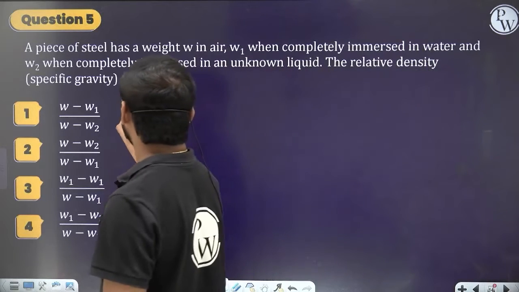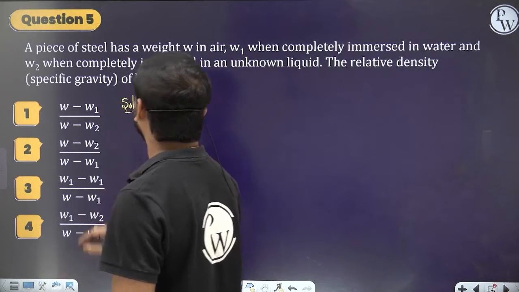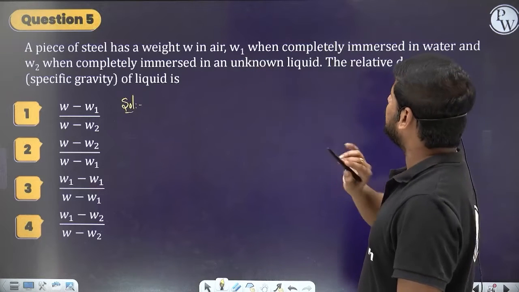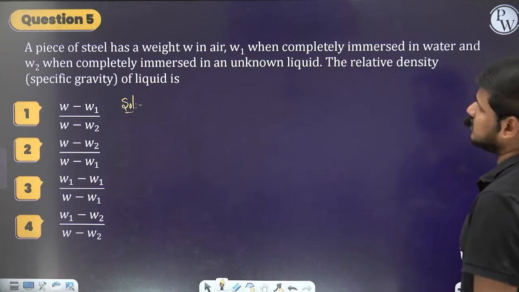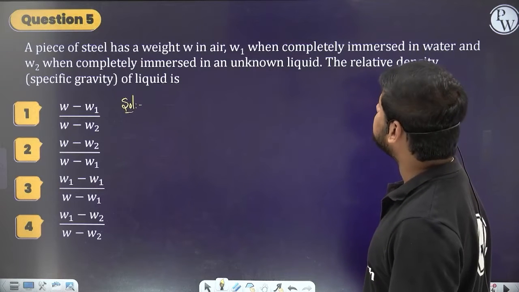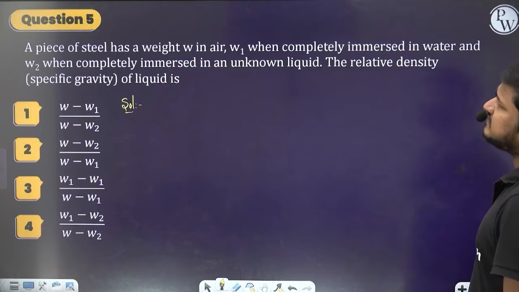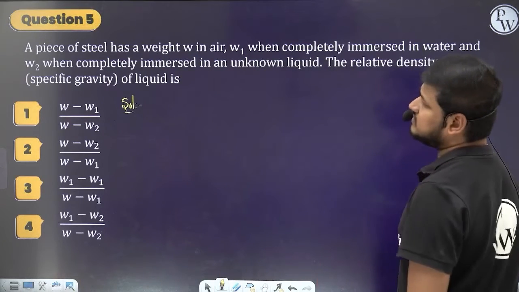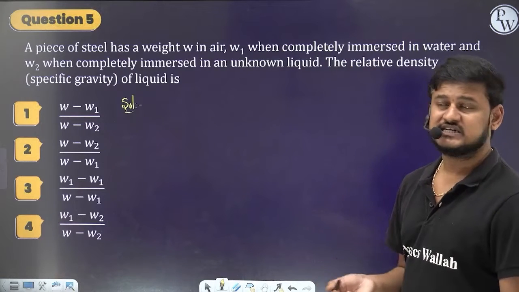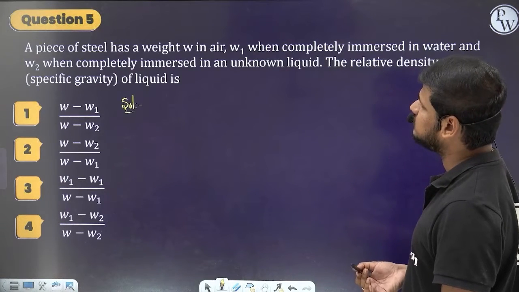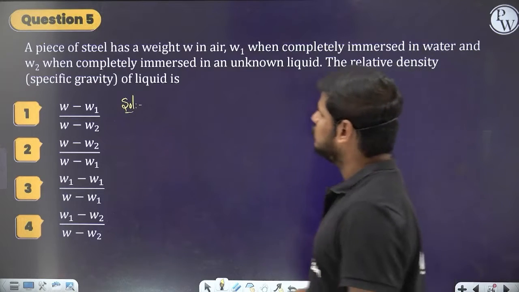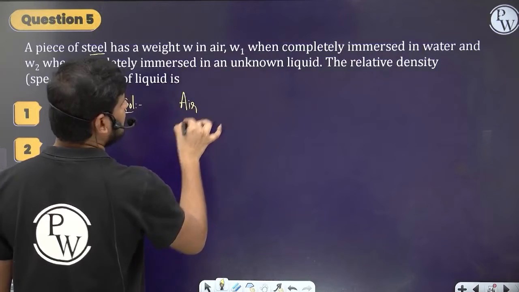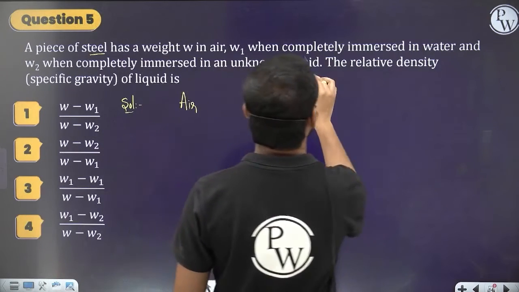So try this question on your own. A piece of steel has a weight W in air, W1 when completely immersed in water, and W2 when completely immersed in an unknown liquid. What is the relative density of the liquid? The relative density or specific gravity, we already discussed in the first lecture. What is relative density or specific gravity? Fine. So first, a piece of steel has a weight W in air. So there are two mediums, first air and the other one is completely immersed in water.